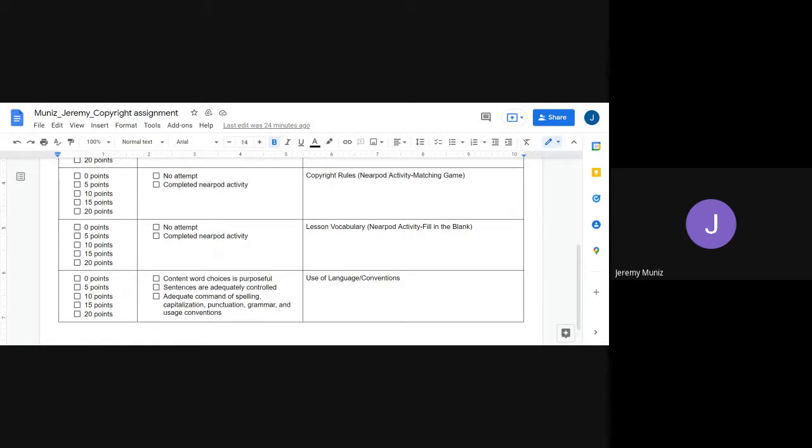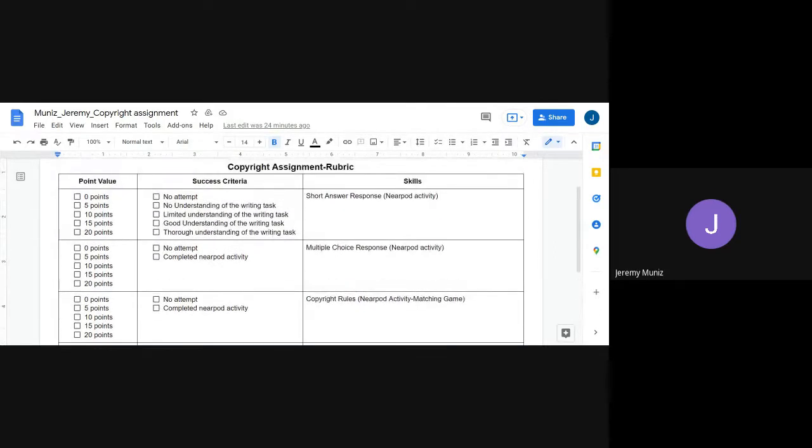And then thinking about use of language and conventions, if we're answering in complete sentences, if we're using lesson vocabulary in our short answer, and making sure that there's an understanding of the writing task and using the copyright rules to display that we are showing mastery for the Nearpod activity and the copyright lesson.